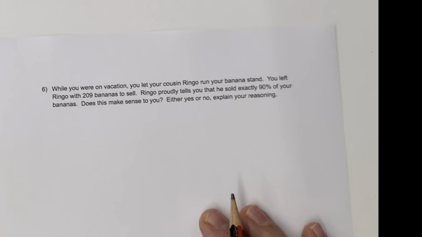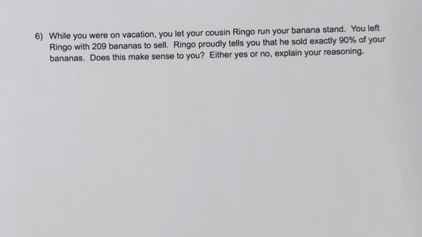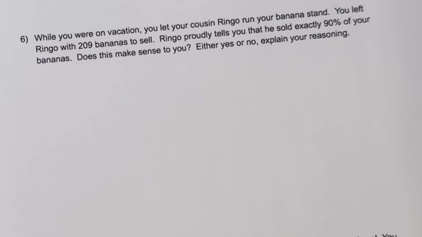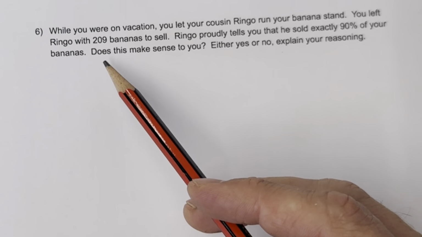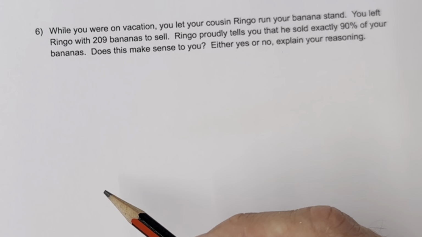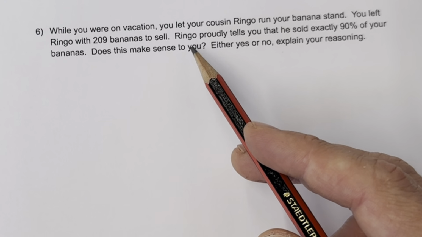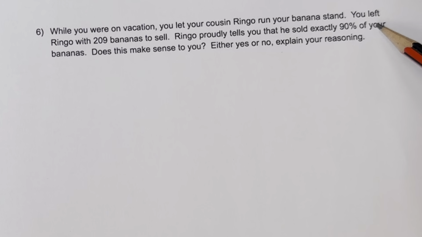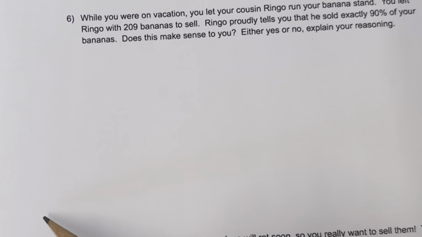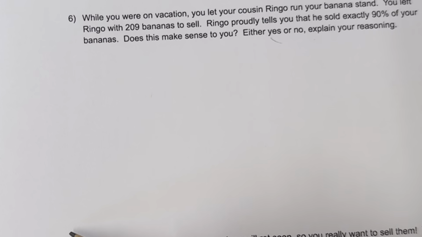Okay, home stretch. Our fruit business is going great. We decided to go on vacation. And while we're there, we let our cousin Ringo run the banana stand, okay? So we left Ringo with 209 bananas to sell. We said, hey, Ringo, here's some bananas. Good luck. Okay, so we get back, and Ringo proudly tells us that he sold exactly 90% of the bananas. Okay, thanks, Ringo. But does this make sense to you? And either yes or no, please explain your reasoning.